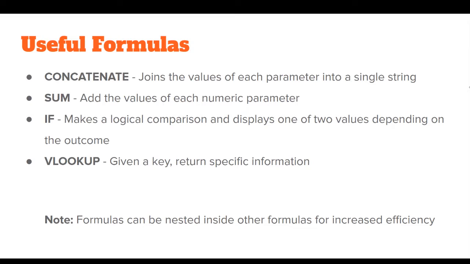Concatenate offers a way to join values from 2 or more cells and combine them into a single cell. The sum formula can take a range of cells and add them up. If does exactly what it sounds like. You give it a true or false comparison and tell it what to display for each case. Vlookup allows you to pull out specific information when given a key, but we'll come back to that one. For now, let's go into Excel and demonstrate concatenate, sum, and if.